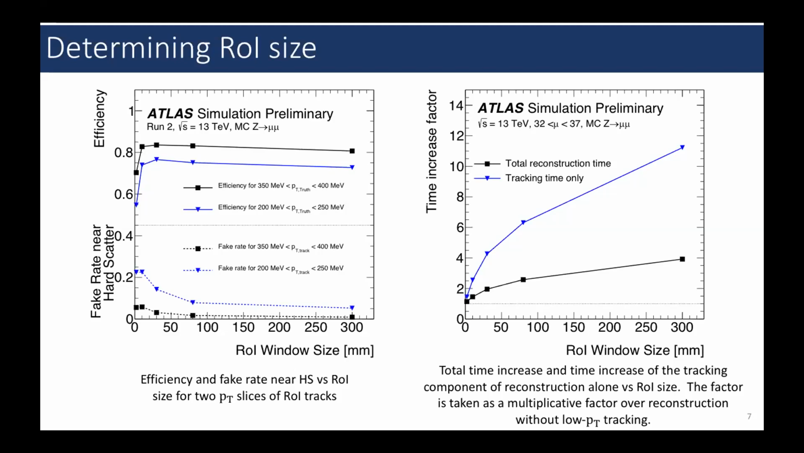On the right, you see the time impact. So you can see for a region of interest size of about 30 millimeters, the total reconstruction time, which is depicted in the black, is roughly doubled, and the tracking time alone, which is shown in the blue, is basically quadrupled at the region of interest of 30.